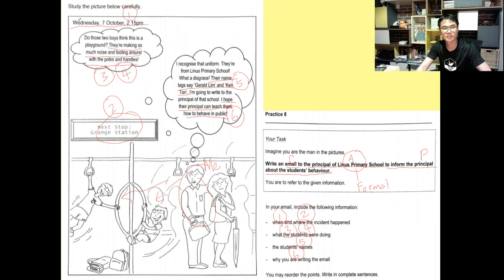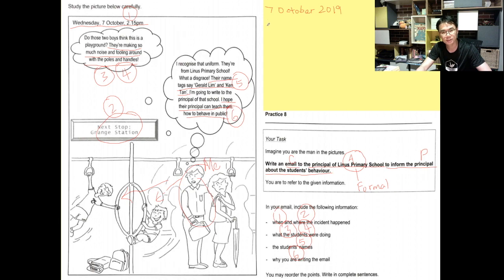So I'm going to begin with the date. And of course, the date cannot be any earlier than the 7th of October. So I'm going to presume that this happens in 2019. And I'm going to begin with the date, 7 October. So assuming that I immediately got home and typed this email out to the principal, this will be my date.